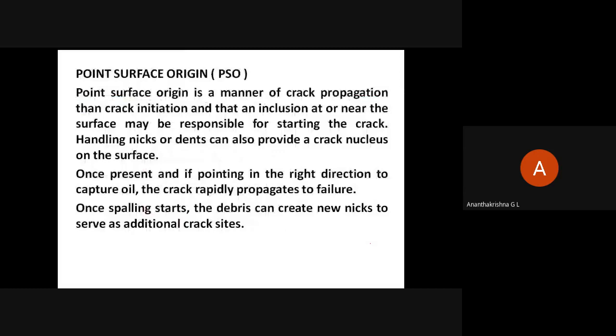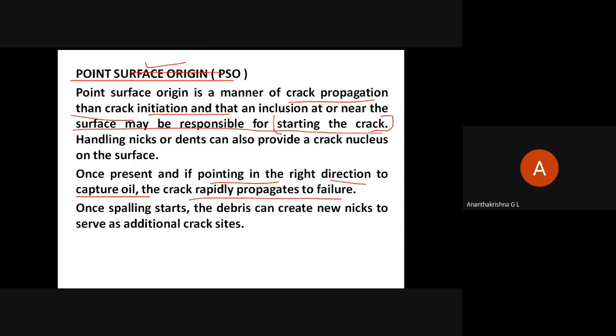Next is point surface origin. That is the next mode of failure for rolling contact elements. It's a manner of crack propagation. Basically, point surface origin is a manner of crack propagation rather than crack initiation, where an inclusion at or near the surface may be responsible for starting the crack. Once present, and if pointing in the right direction to capture oil, the crack rapidly propagates to failure.